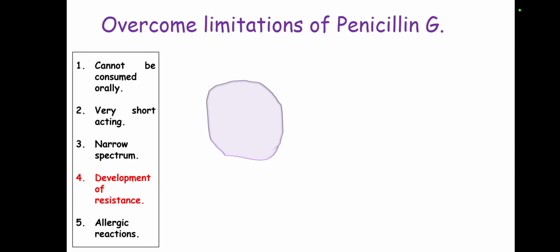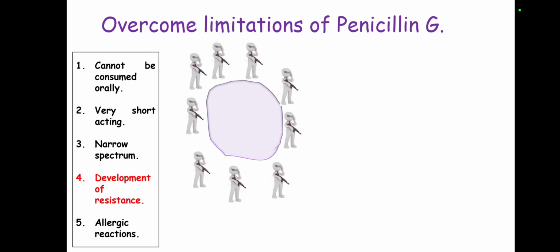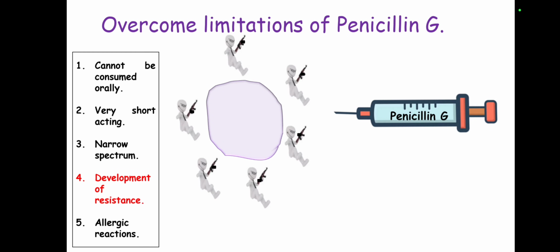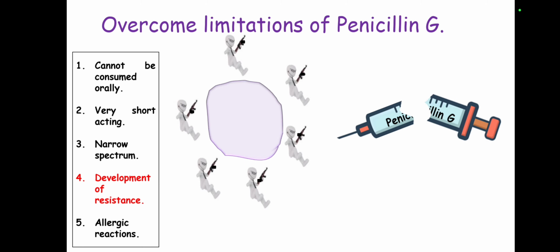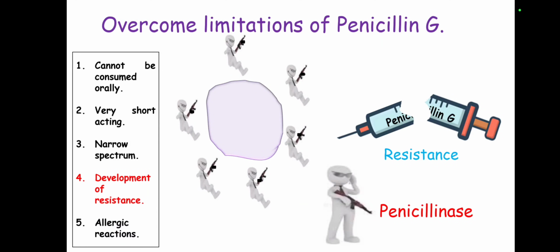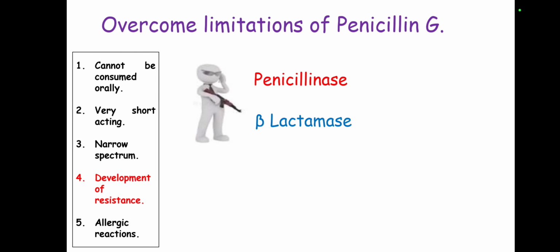So what these bacteria did was, they kept security guards. Now the bacteria has security guards and they are waiting with guns in their hands. Now when we give penicillin G, these bacteria are ready to shoot the penicillin G, and when the penicillin G is shot, it will die. So bacteria will survive. So this leads to development of resistance. That means penicillin G is not able to kill the bacteria, and the name of these security guards is penicillinase. Now penicillinase can also be called beta lactamase, because penicillin is one of the beta lactams.